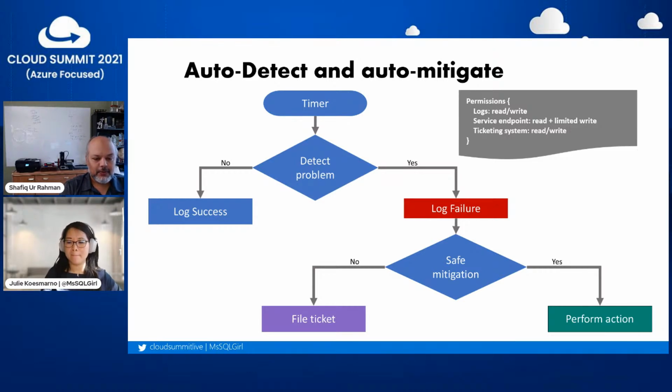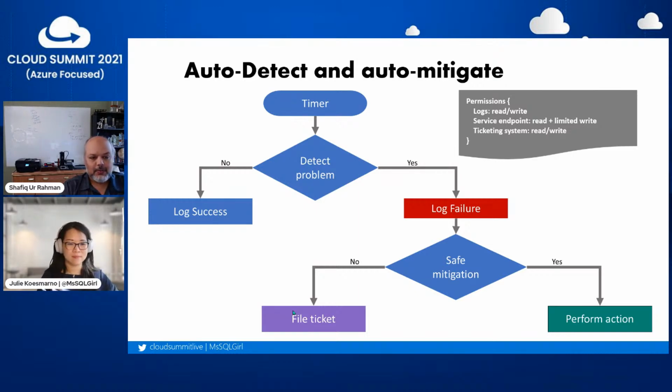Now, if you do not detect a safe mitigation, you can file a ticket that becomes the auto detect scenario. And if you don't find a problem, you're also logging a success, and you're getting some telemetry saying, hey, the system is looking good. So in this scenario, you need a little more permissions, like you need read-write permissions to logs because you're writing back.